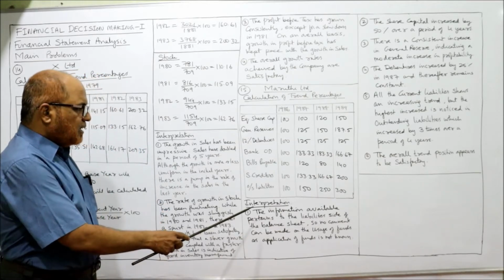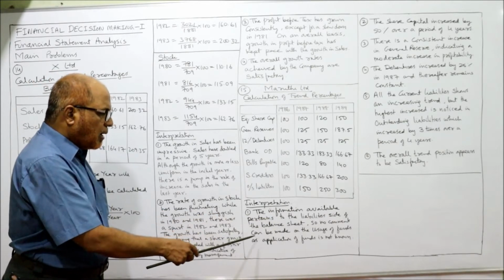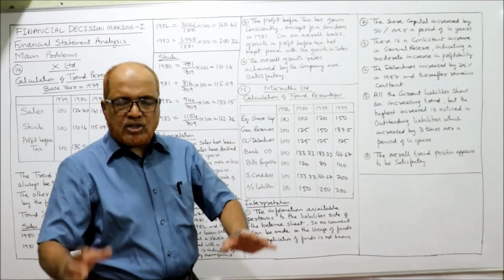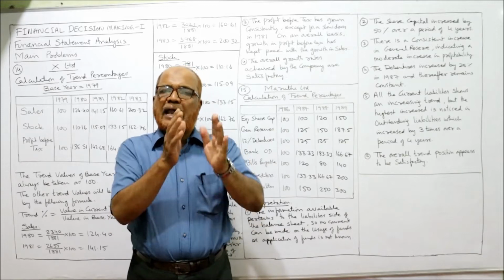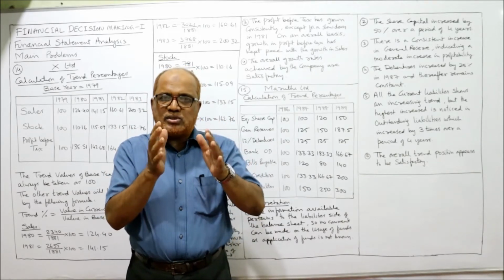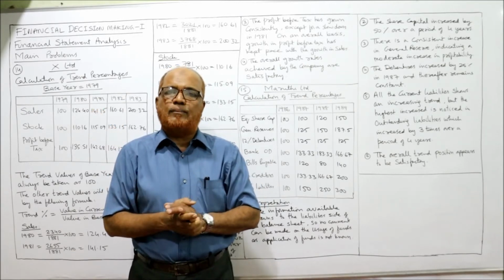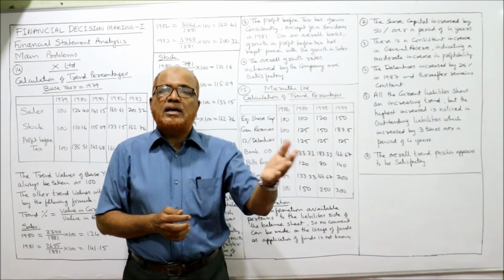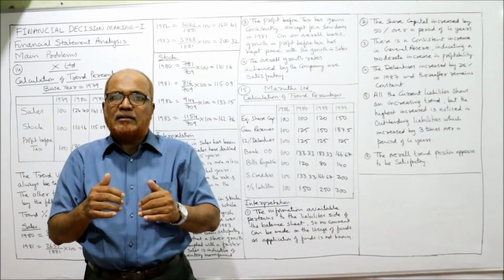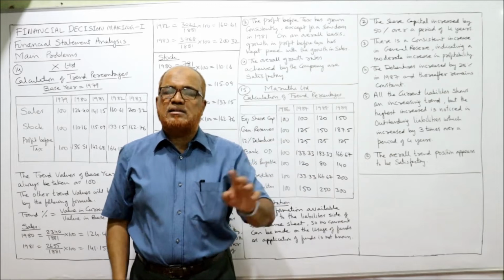The comment is, the information available pertains to the liability side of the balance sheet, so no comment can be made on the usage of funds as application of funds is not given. Actually, balance sheet should consist of liabilities and assets. Liabilities relate to sources of funds, and assets, application of funds. So from where the fund is coming, that is on the liability side. Where the fund has gone, that is on the asset side.